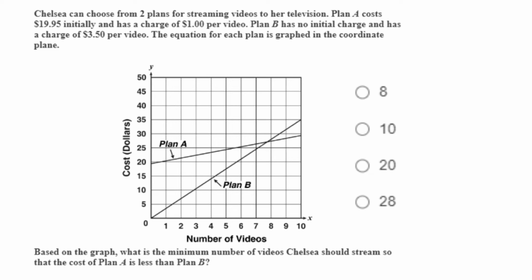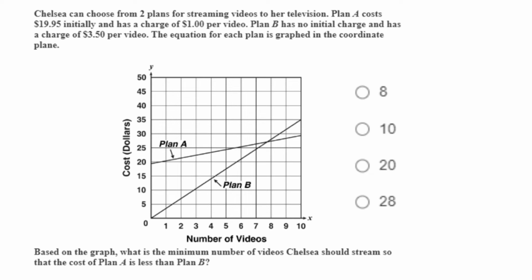Okay, so let's take a look at this and see. It says Chelsea can choose from 2 plans for streaming videos on her television. Plan A costs $19.95 initially and charges $1 per video. So it's got an initial charge just under 20 bucks, but $1 a video. Plan B has no initial charge, but it charges $3.50 per video.